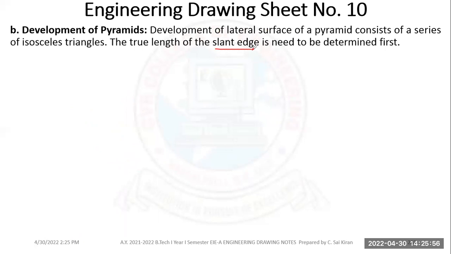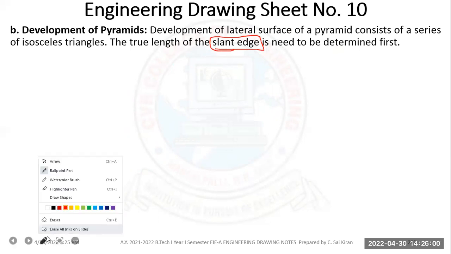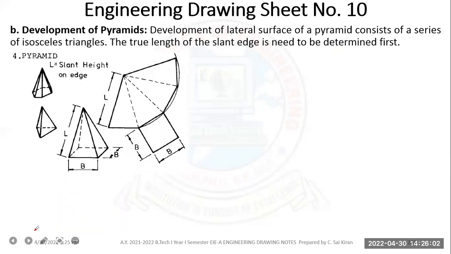The true length of the slant edge needs to be determined first. First you need to know what the slant edge is, then you can start. So this is a pyramid, and the slant edge you can measure with the scale. After drawing, first you have to draw a square here, and from this square you have to make the projection. Then you will draw it like this.